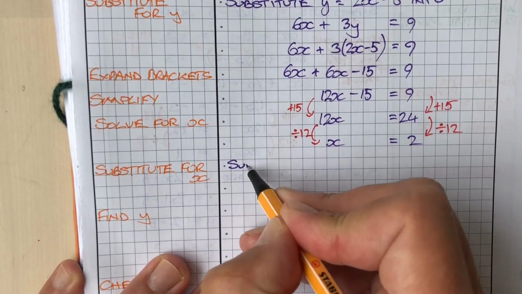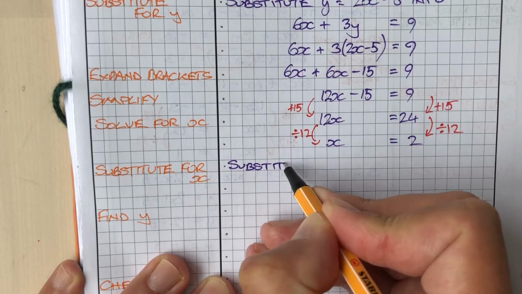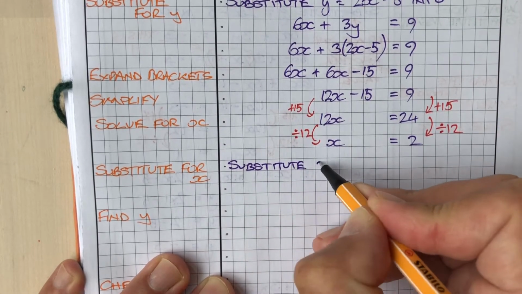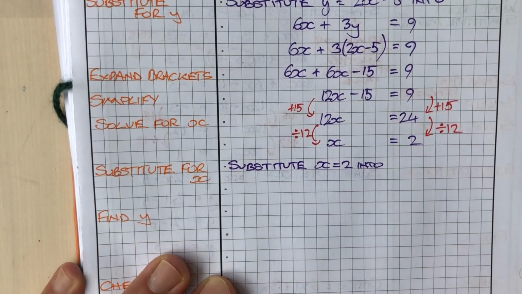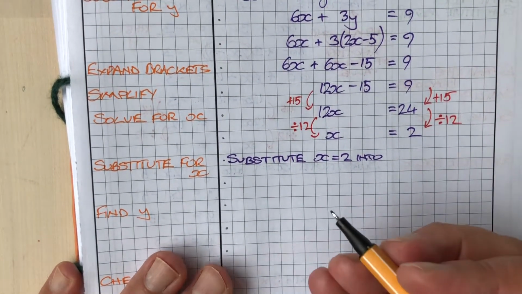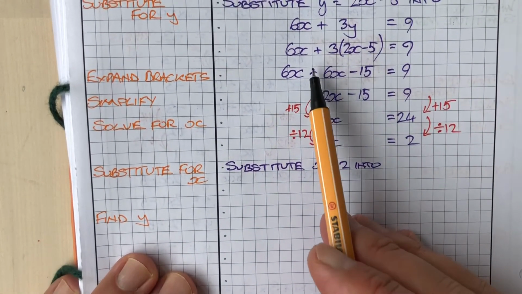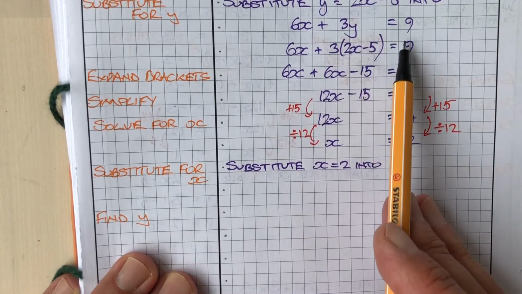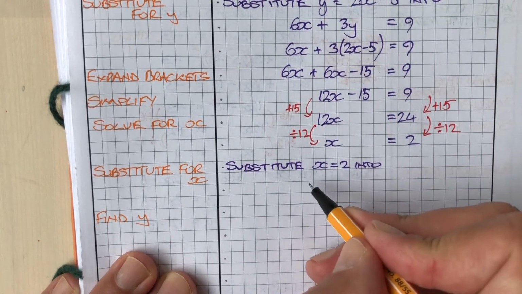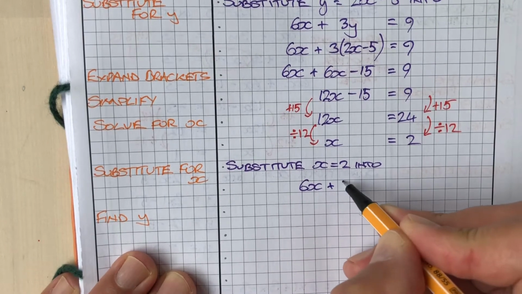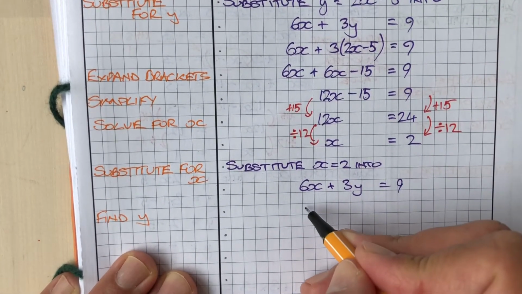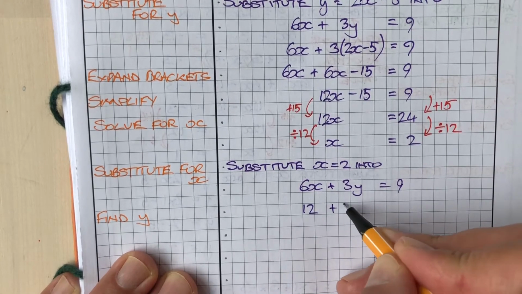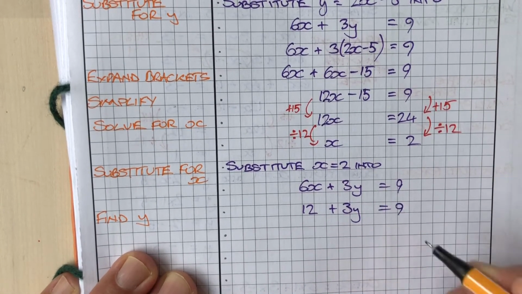Right, substitute x equals 2 into the line that we had before, 6x add 3y equals 9. Okay, so 6x add 3y equals 9. So we have 12 add 3y equals 9.